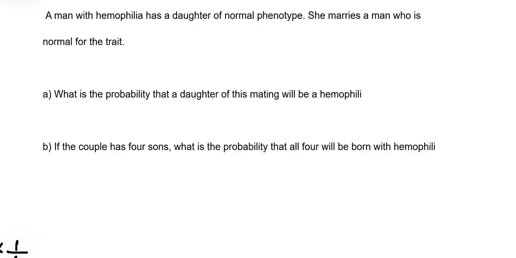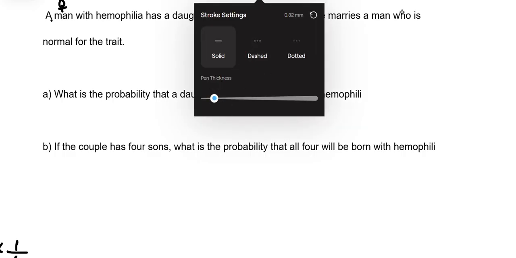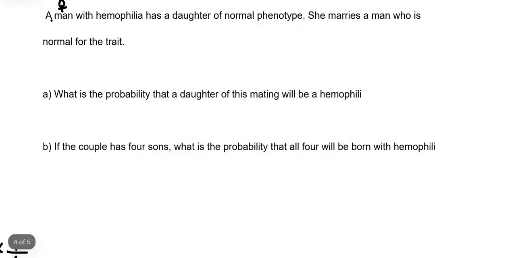Take this example here. The example says that a woman, it is actually woman not a man, so she is a female. So a woman with hemophilia marries a man who is normal for the trait. Now the woman is hemophilic, and because we know that hemophilia is an X-linked recessive disease, and because here the woman is affected, that means that both of the X should have that disease. She is marrying a man who has the normal phenotype.